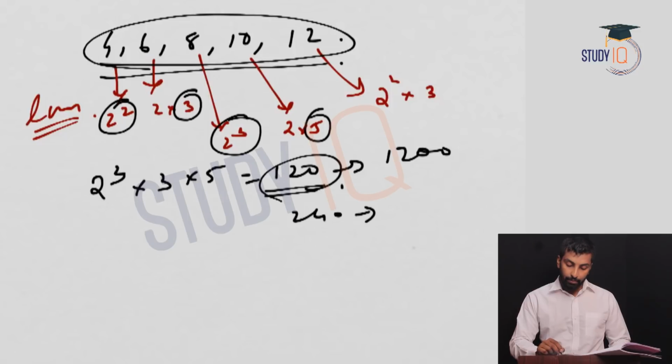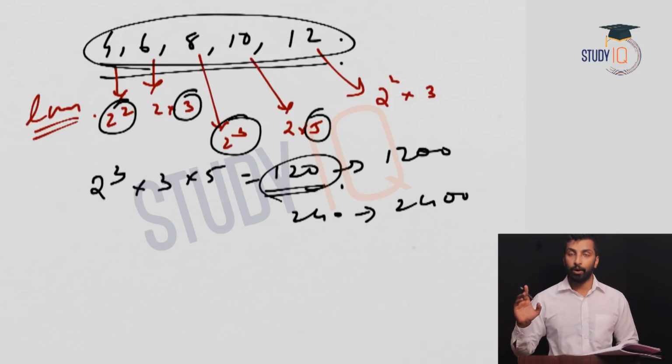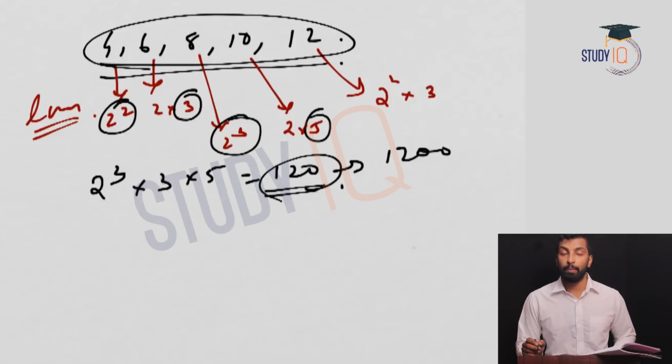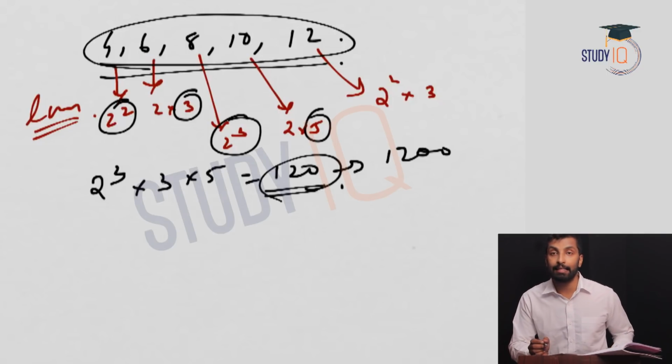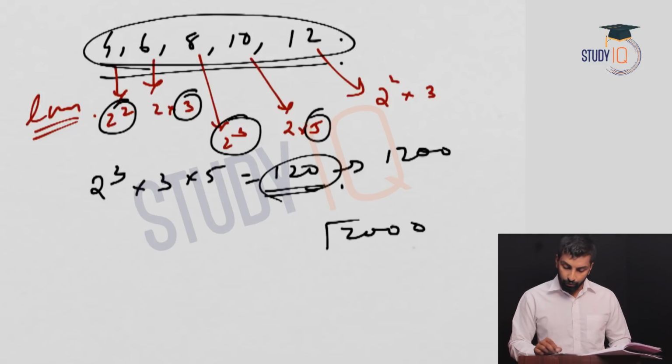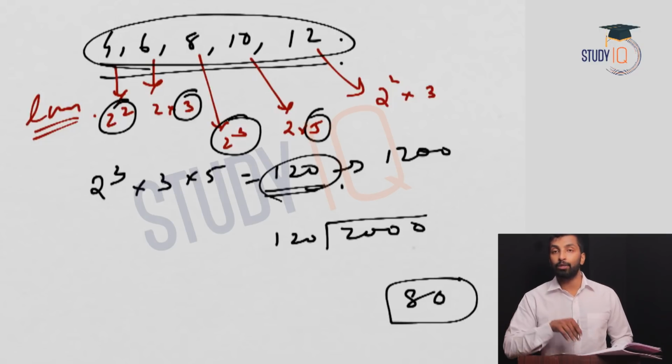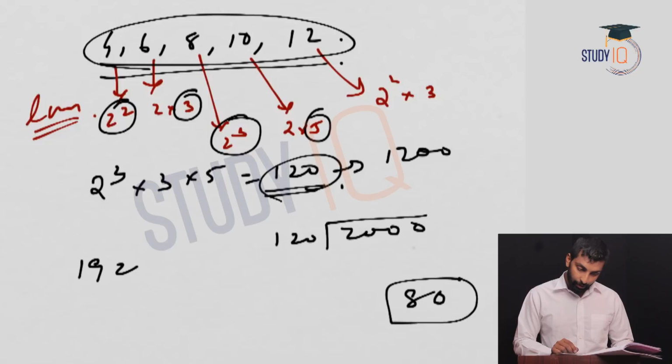If 240 is divisible, 2400 will be divisible. Like this, there are many numbers. So we are looking for a multiple of 120 less than 2000. What you will do? You just need to divide 2000 by 120 and see what the remainder is. When you divide, you will get 80 as the remainder. This remainder you subtract, that means you get 1920.